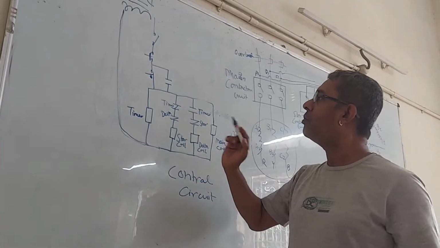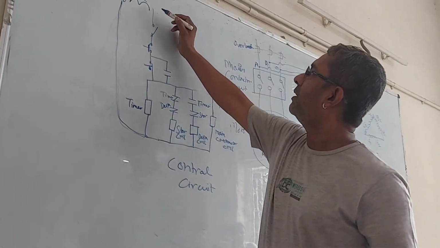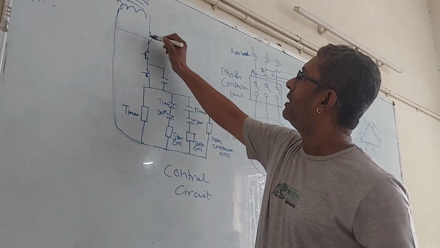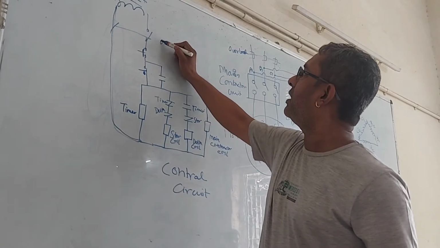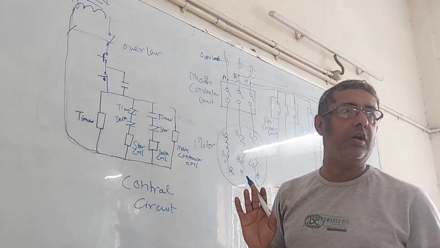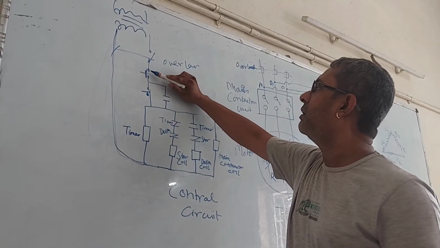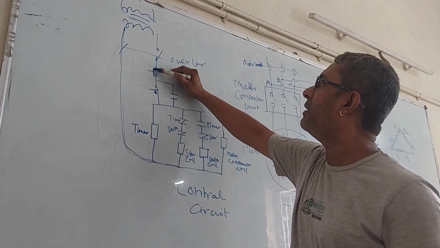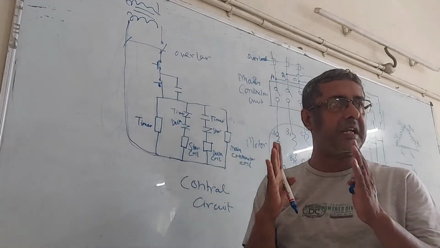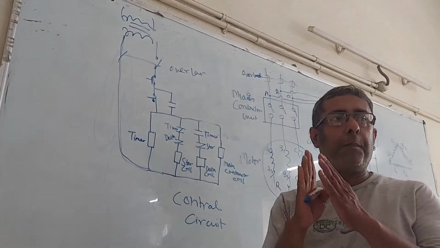Okay. Now, first, this is an overload. This overload will trip the circuit when there is any fault. Now, this is a stop switch which normally remains closed, and when I push the stop switch, it will disconnect the circuit. Then comes the start switch. The start switch is normally open.